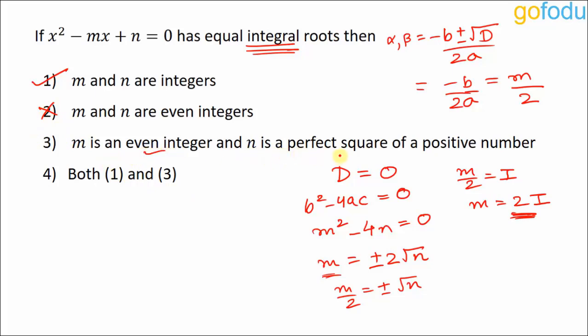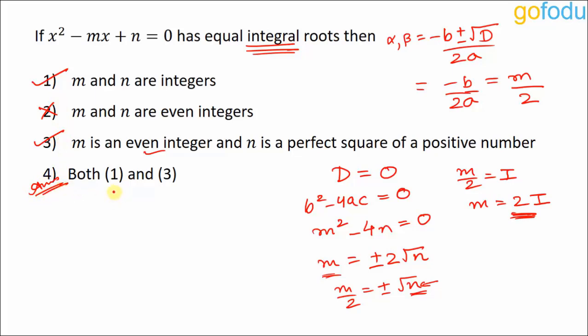N is a perfect square of a positive number. Now what comes under the root sign has to be positive. This we have seen in square root inequality. Otherwise this won't be a real number. This will be imaginary. So n has to be a positive number. This we can say for sure. And n has to be a perfect square. Then only root of n will come out as an integer. And then only m will be an integer. Okay, so n is a perfect square of a positive number. This also is true. So if first and third are true, our answer is fourth option. Both 1 and 3 are true.